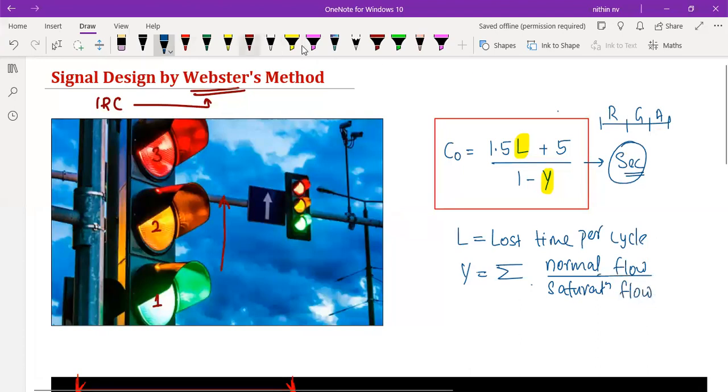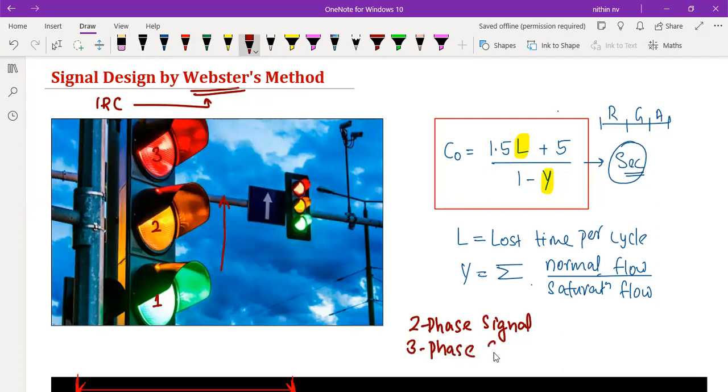Every time a signal will be designated like a two-phase signal. Have you heard about this? Two-phase signal, three-phase signal, like that you will be seeing in the question. Three-phase signal, four-phase signal, like that. There is no one-phase signal, okay? One-phase signal is not there. At least it will be a two-phase signal.